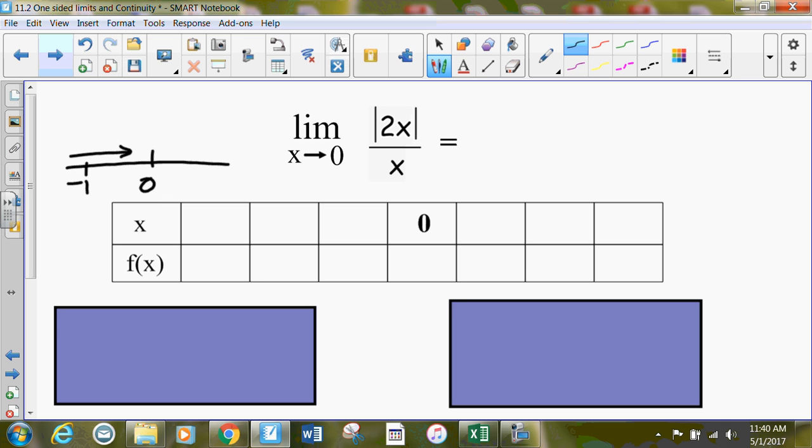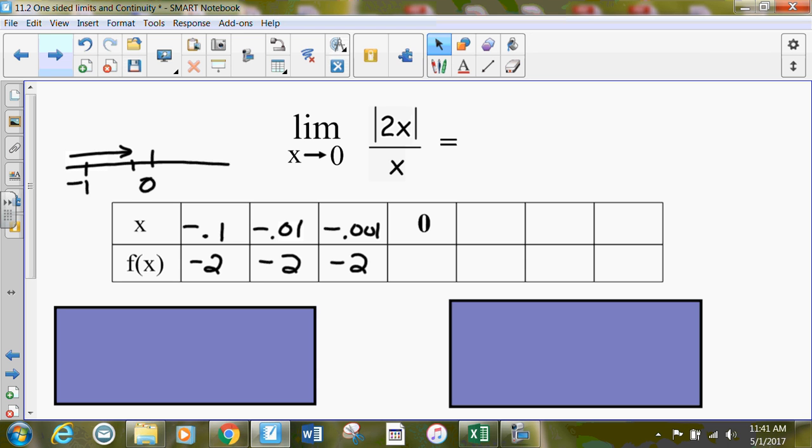I've got a -1 here, so maybe a negative, how about a negative 0.1? As I'm getting closer and closer to 0, negative 0.01, negative 0.001. And if I put that into my calculator, I'm going to get on the top 0.2, and on the bottom divided by negative 0.1, which is just going to give me a -2, right? If I do the same thing here, I'm going to continue to get a -2, a -2. So we would say that from the left, the limit is approaching -2.